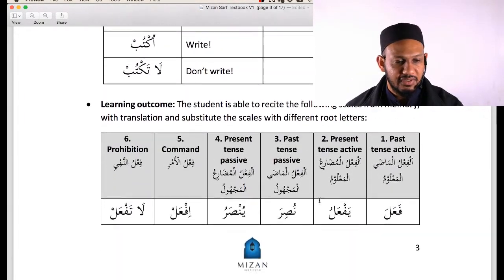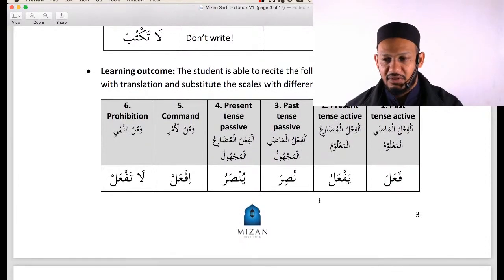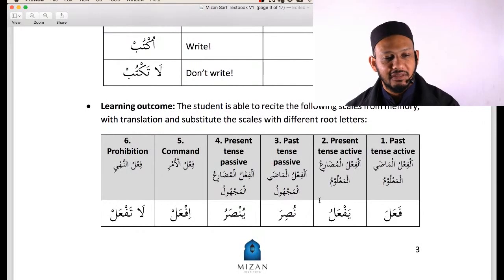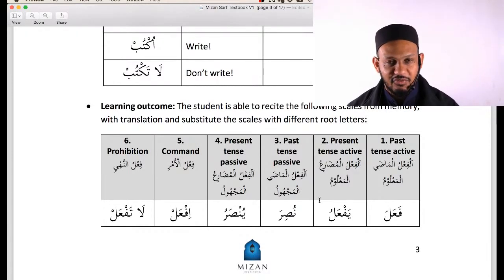What is your learning outcome for the first section? Your learning outcome is that the student is able to recite the following scales from memory with translation and able to substitute the scales with different root letters. So your first goal in Arabic is to cover 6 foundational scales. When you cover these, this is like your foundation of your sarf building.